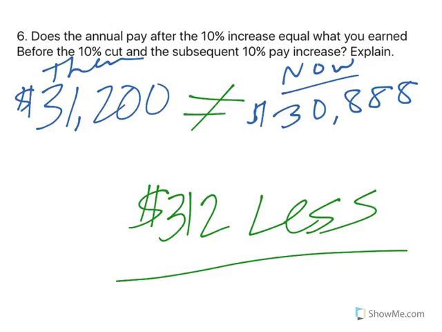If this company wants to be equal and fair, they should cut everybody's by $1 and then give everybody $1 back later, because absolute change is additive. You can take $1 away and give $1 back and things are equal. But when you're talking percentages, it doesn't work that way.